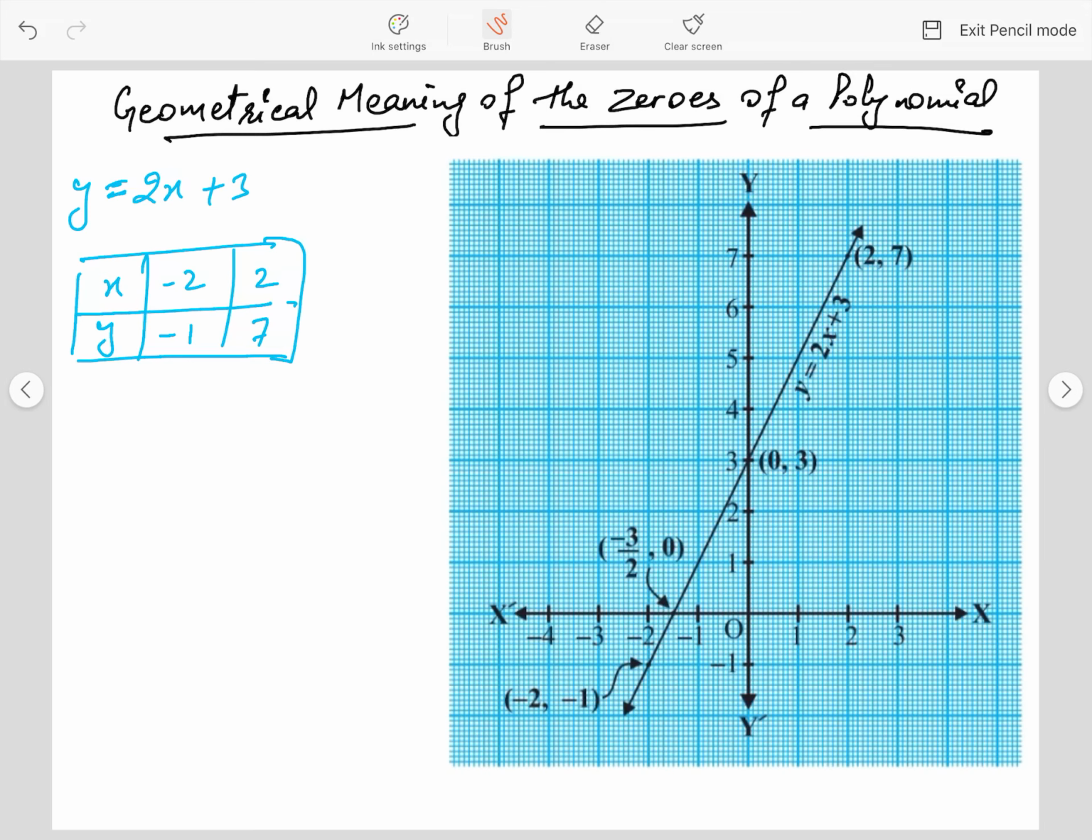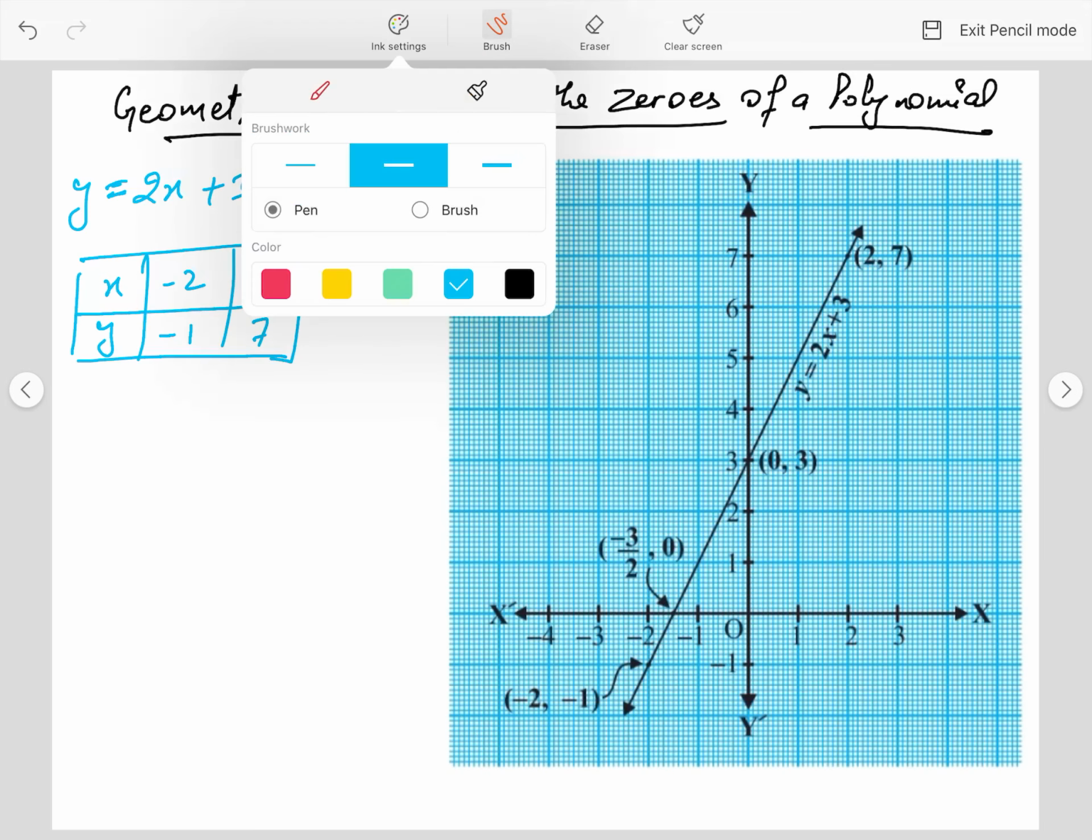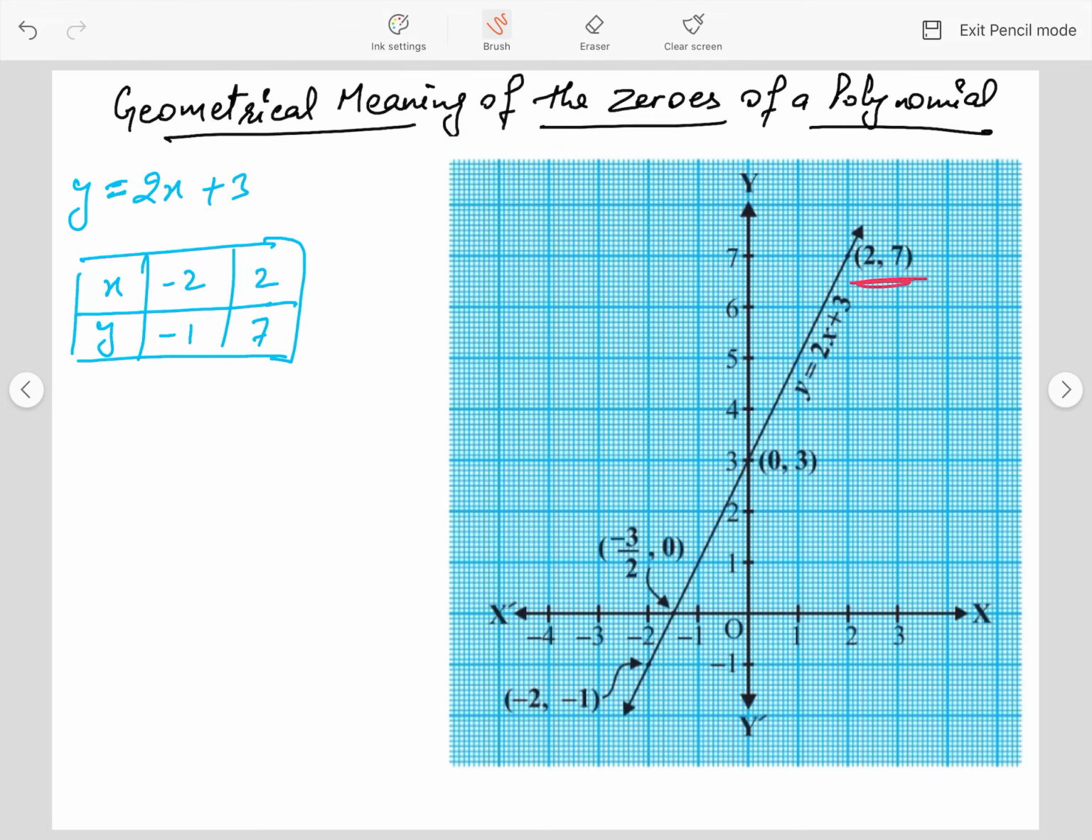Okay, so now we have these 2 points, as we can see here on the graph also. This is (2, 7) and this is (-2, -1). Now after plotting these points on the graph, we will join them. Suppose this is point A, where this line segment is intersecting the x-axis. At this point the value of y is 0.